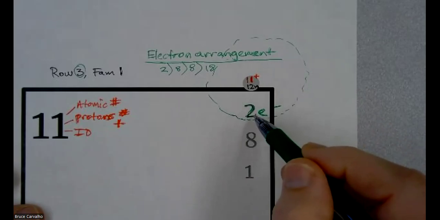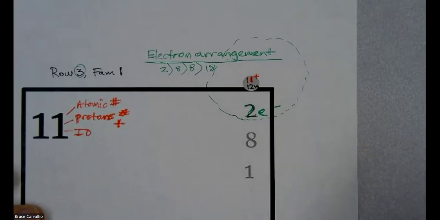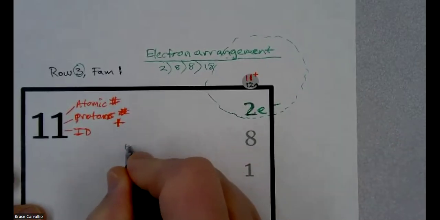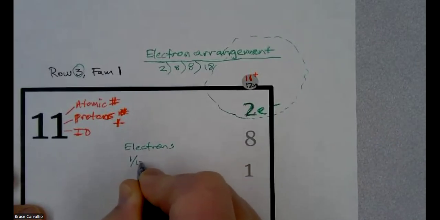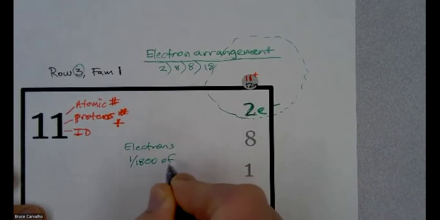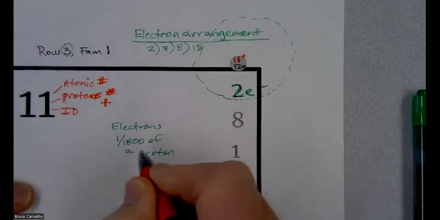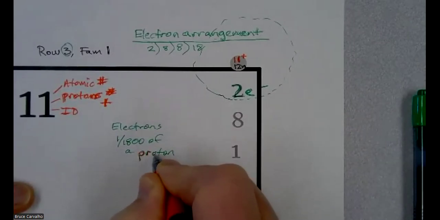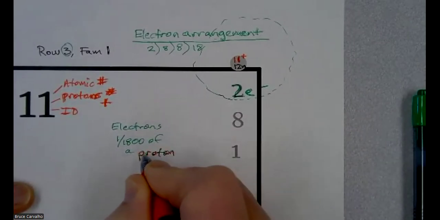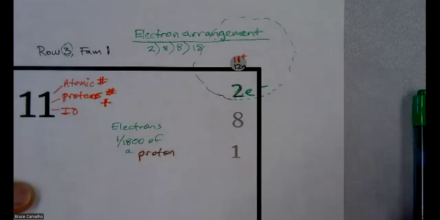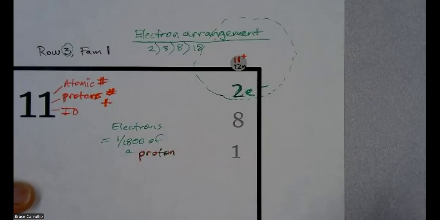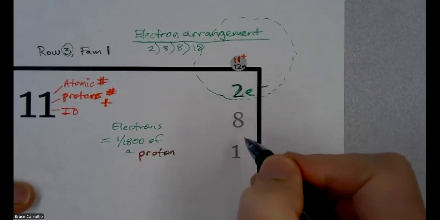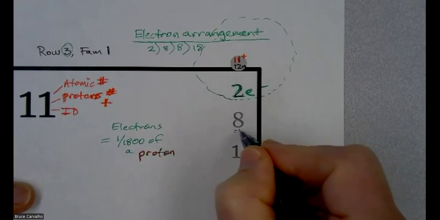And they're, by the way, not this big. They are tiny. They're like 1,800 times smaller. Let's write that in there. Electrons are 1/1800 of a proton. They are so small, but they are so powerful. So small, yet so powerful. Electrons are 1/1800th of a proton. All right, so 2 can go on the first level, and then we see that there are 8 in the second level in this element.